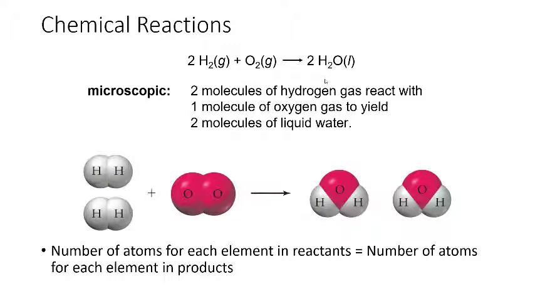And so if we think about this on the microscopic atomic scale, we can visualize two different molecules mixing with one molecule to form two molecules. So the number of atoms for each element in the reactants is equal to the number of atoms for each element in the products. So none of these individual atoms actually disappear. They only change the way in which they are rearranged.